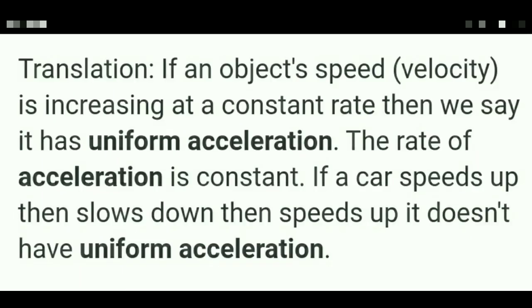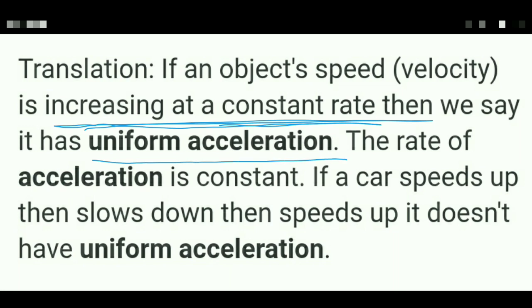Now, how do we define it? An object's speed is increasing at a constant rate. When the speed or velocity increases at a constant rate, we say the object is moving with uniform acceleration. The rate of acceleration is constant, obviously.